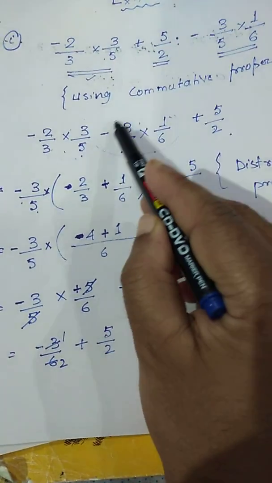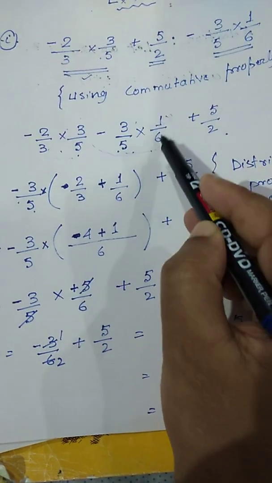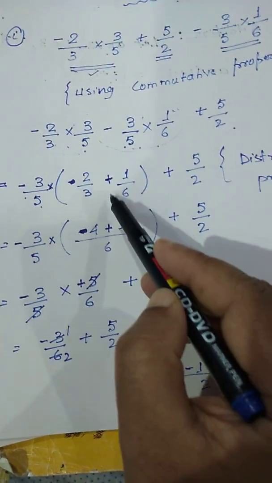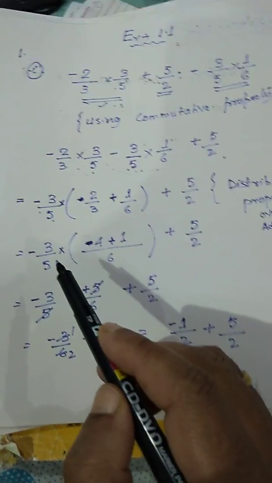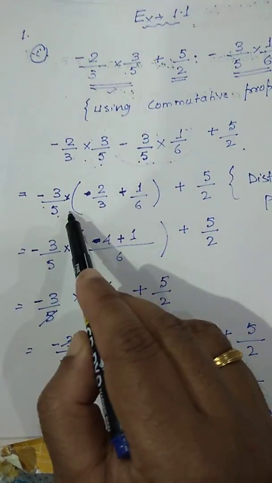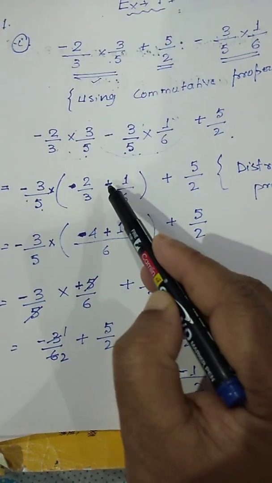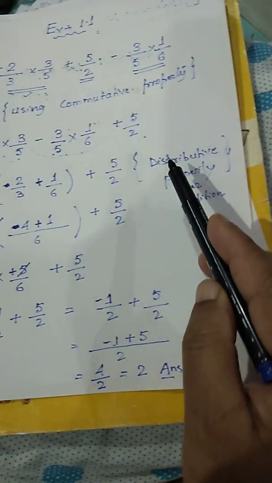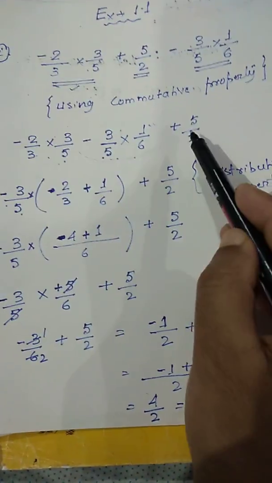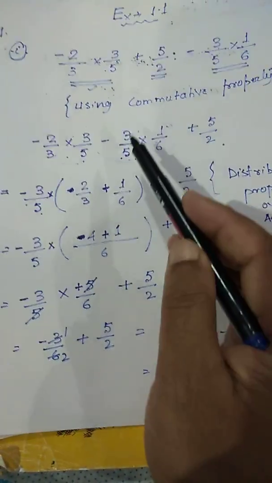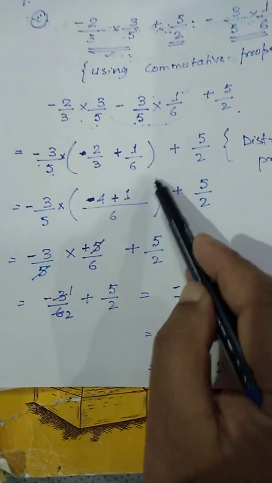And if I take minus 3 by 5 from here, 1 by 6 is carrying what sign? Plus sign. So it will be left over as plus 1 by 6. Now we have just studied the distributive property, students, isn't it? So this is what property? Obviously, because the plus sign is inside the bracket, we'll say distributive property over addition. And this we will write, plus 5 by 2. Now the simple thing you have to do is solve the bracket.